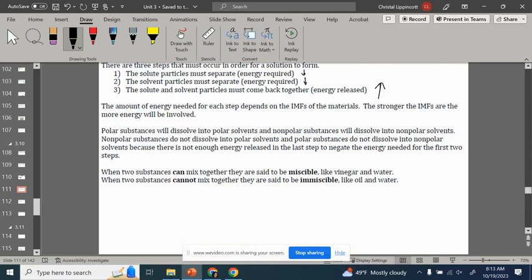And that is what we were talking about, I think, the other day when we were talking about diluting down acids. This process here where they come together is extremely exothermic. It's going to give off a lot of energy. Okay. The amount of energy needed then depends on the materials that you're working with. Polar substances will dissolve into polar substances, and nonpolar substances will dissolve into nonpolar substances.